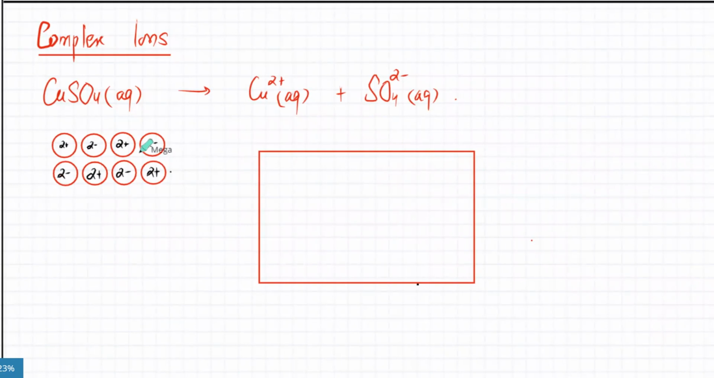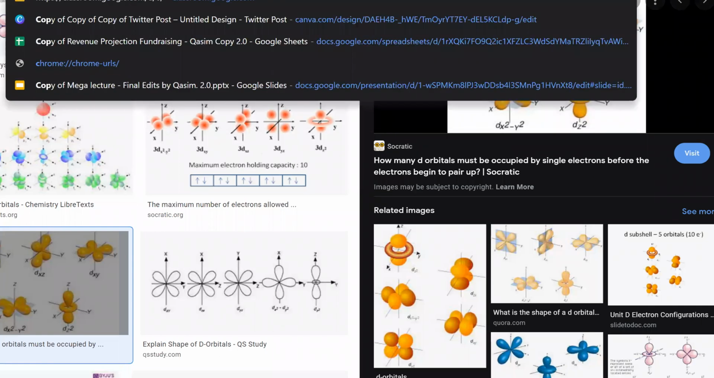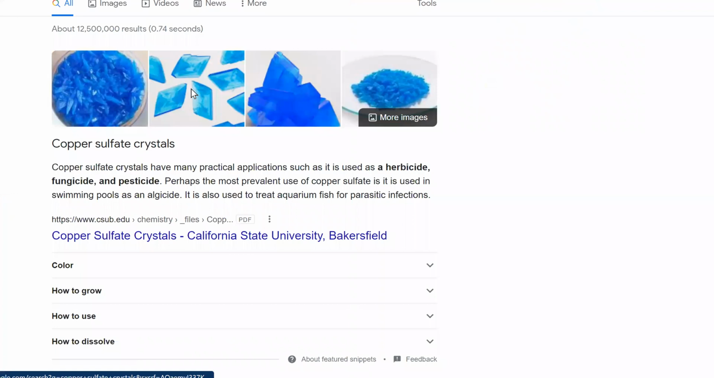Copper 2 plus, SO4 2 minus. There would be strong attraction, so they form a crystal. Copper sulfate has this crystal. It's a blue crystal, which you must have seen. This is what copper sulfate looks like. Copper sulfate crystals are these blue crystals. I should have written just blue, not dark blue.